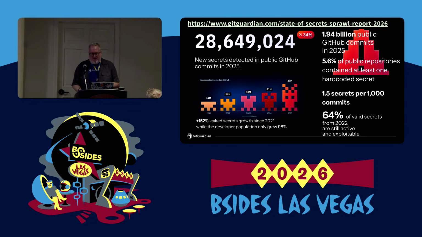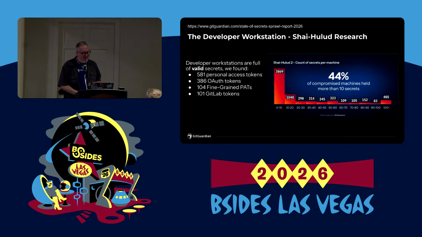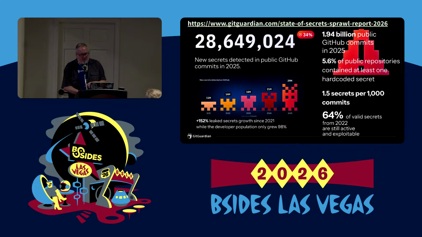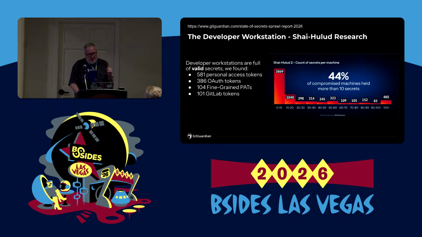Because what is on that developer laptop? All the credentials for everything they need to do. Oh, one other last fact: 64% of credentials that we found to be valid in 2022, when retested at the beginning of 2026, came back as still valid. Yeah, four years later. But what's on a developer machine? Everything that developer needs to do their job.